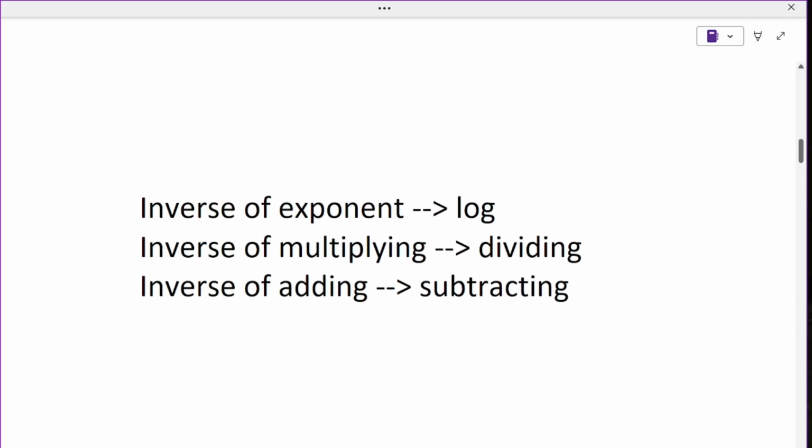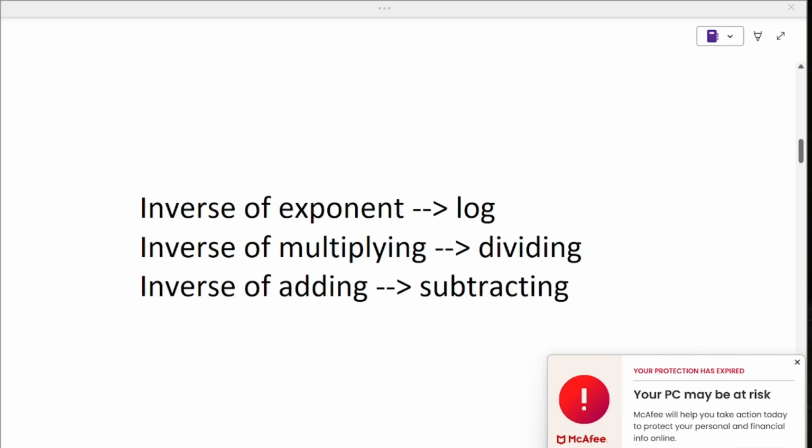And when we talk about inverses, we are looking at, again, undoing. And so a few other examples of this.